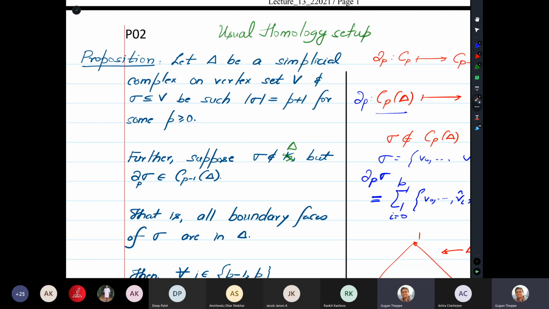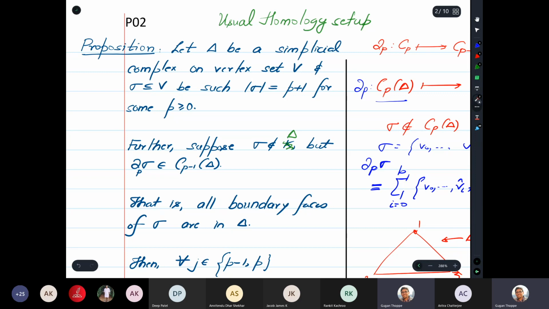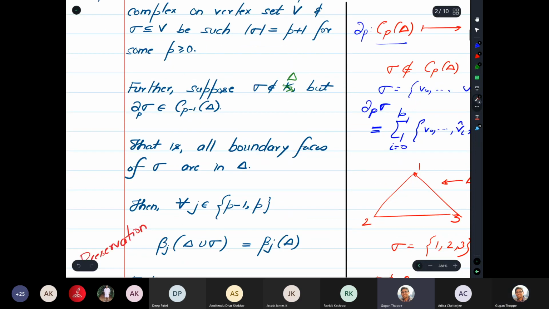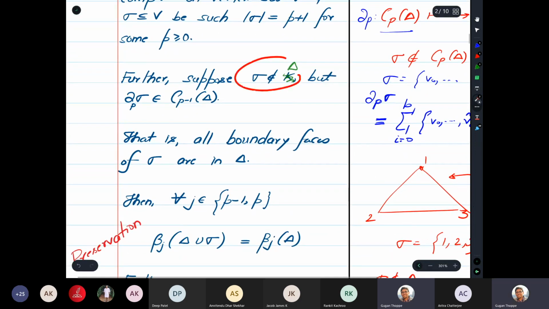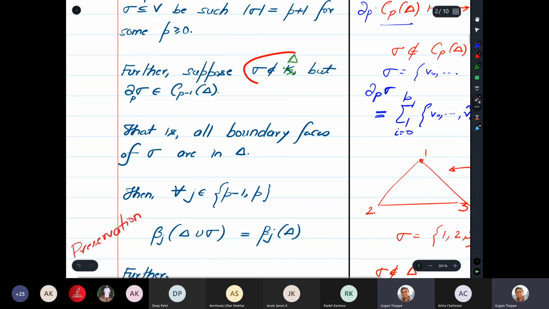However, we don't want to be in a situation where the subfaces of sigma are not there in delta already. That will be a complicated situation with regards to this proposition. So what we require is that all the boundary faces of sigma are already there in delta. That is the scenario that we are interested in as part of this proposition. Is this okay? So these two conditions together are equivalent to saying that sigma does not belong to delta, however, all the boundary faces of sigma are in delta. All right, so far so good.